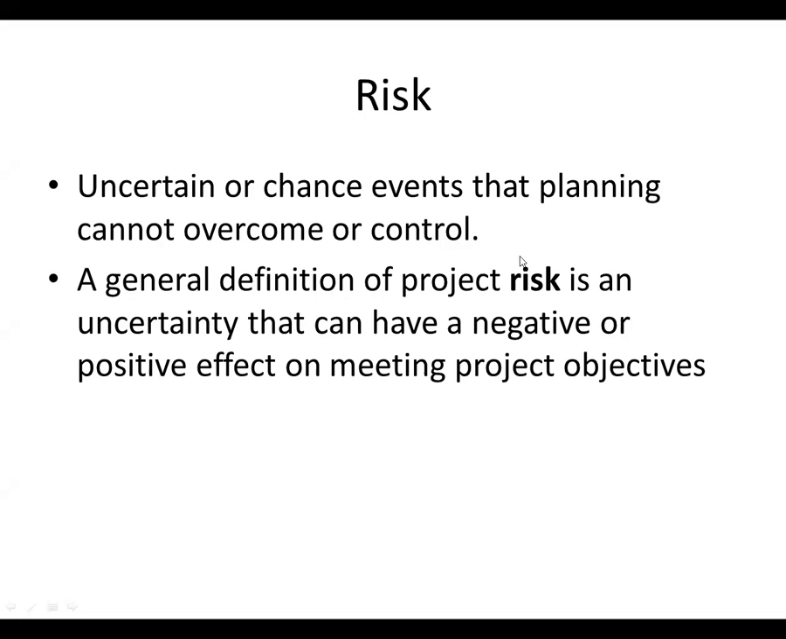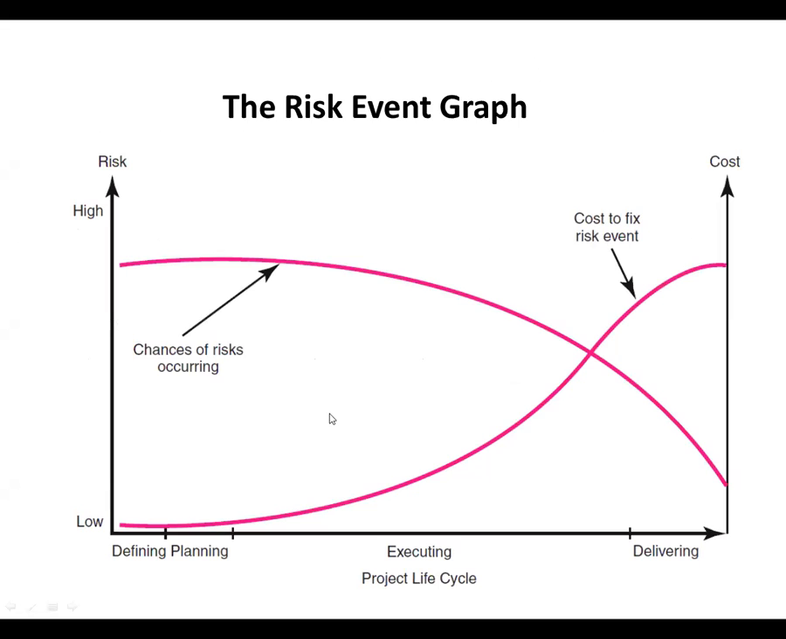The risks that have negative effects, we call them negative risks. And the risks that have positive effects, we call them positive risks. Then we discuss mainly the risk event occurring, the chances and the cost associated. What you need to identify from this graph is that the chance of risk occurring is higher in the early time of the project, and later the chance of risk occurrence reduces while the cost to fix a risk event increases.